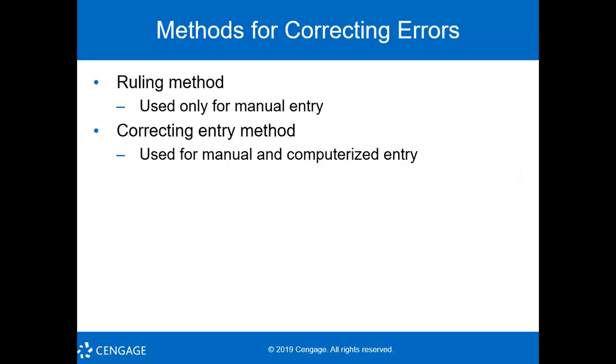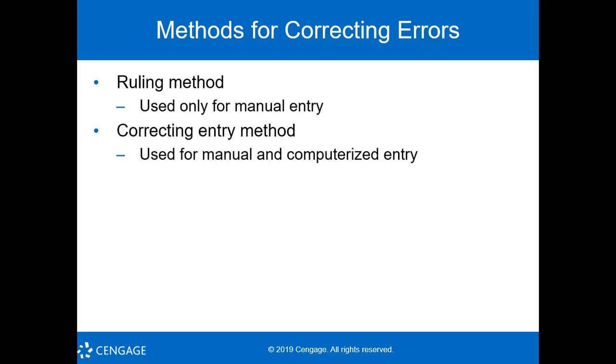All right, and then methods for correcting errors. So I mentioned, there's a few different ways that we can do this. The ruling method, which is very rarely used anymore because even small businesses usually have some type of accounting software, whether it's Intuit QuickBooks or Sage accounting software, another package like that. So the ruling method, I would say, is pretty much obsolete at this point, but your book still talks about it, so we'll still touch on it.